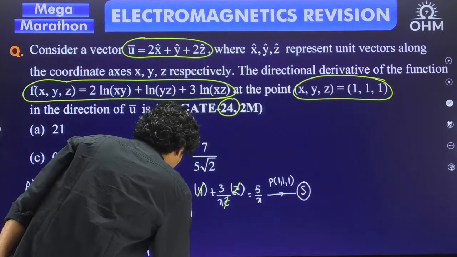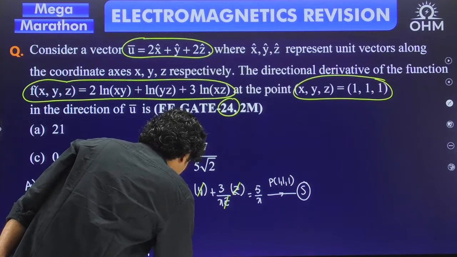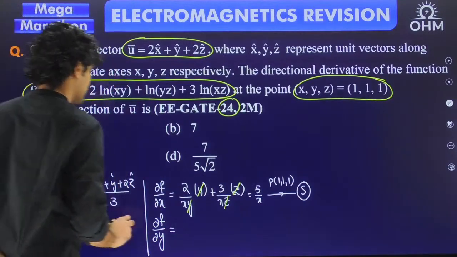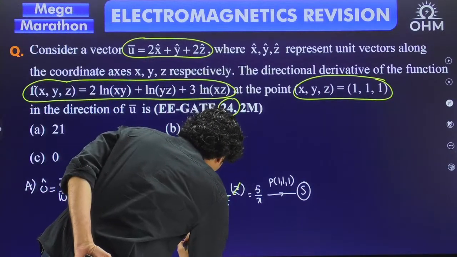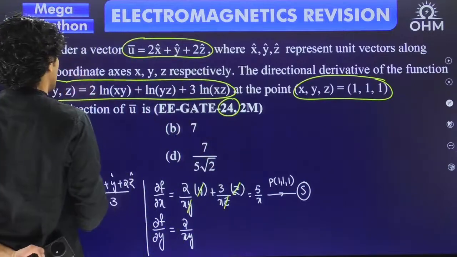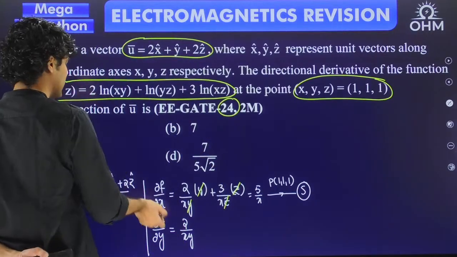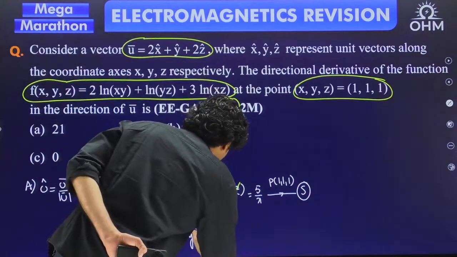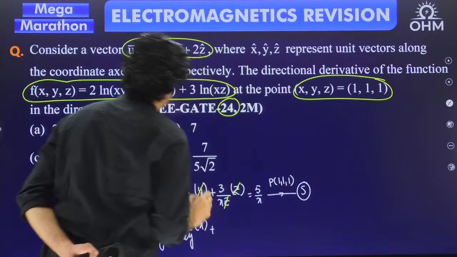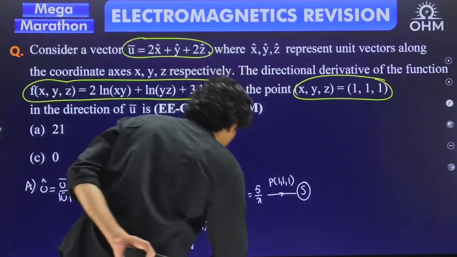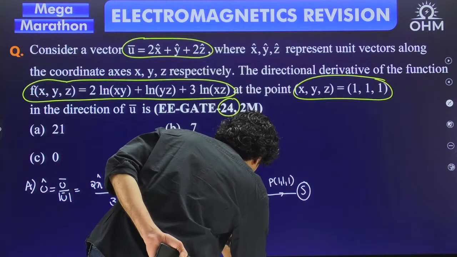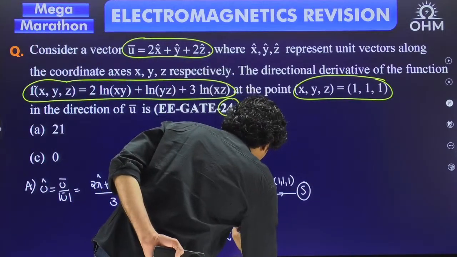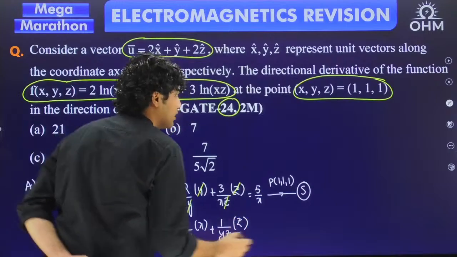And then dou f by dou y. If you differentiate the function with respect to y, where do we have y terms? The first 2 terms. So 2 by xy. If you differentiate ln of xy, we get 1 by xy. So 2 by xy, the coefficient is 2. The differentiation of xy with respect to y is x. Next, the differentiation of ln of yz is 1 by yz, and the differentiation of yz with respect to y is z. Okay, so here what do we have?